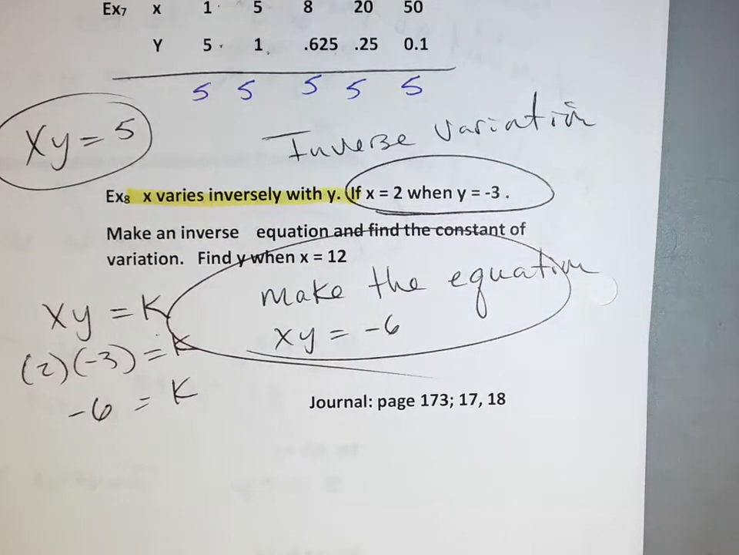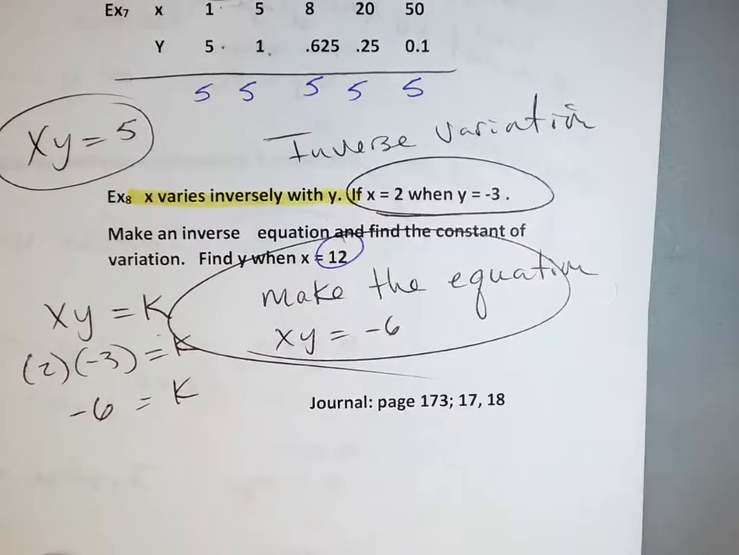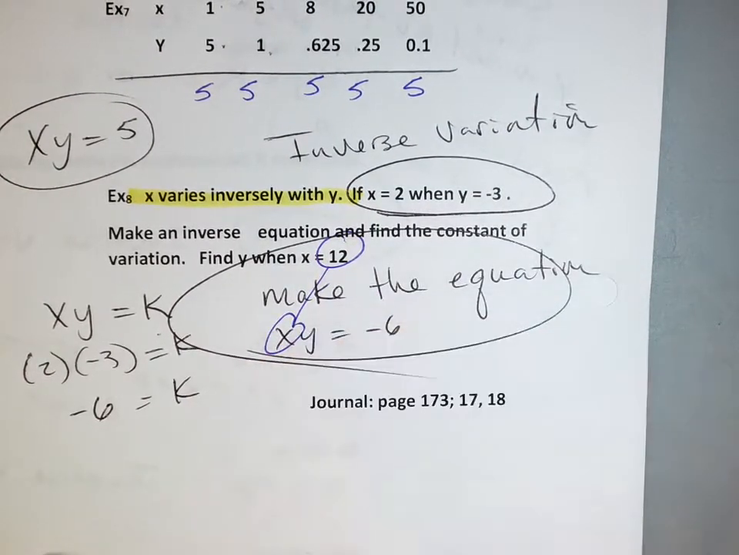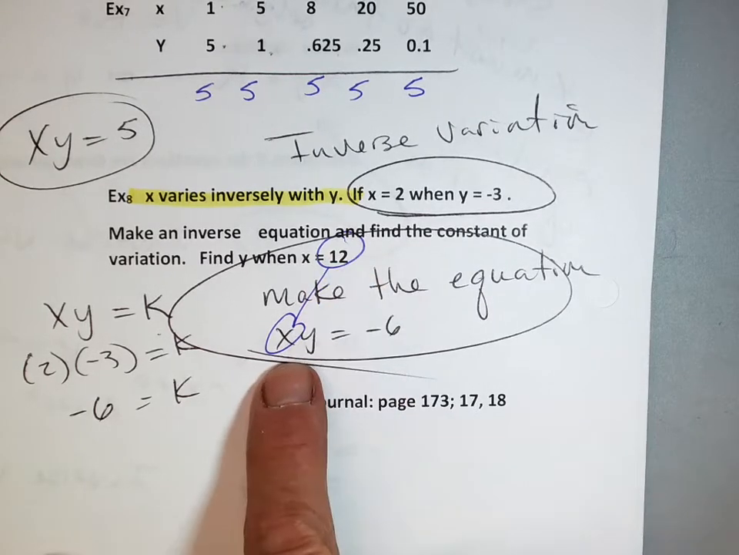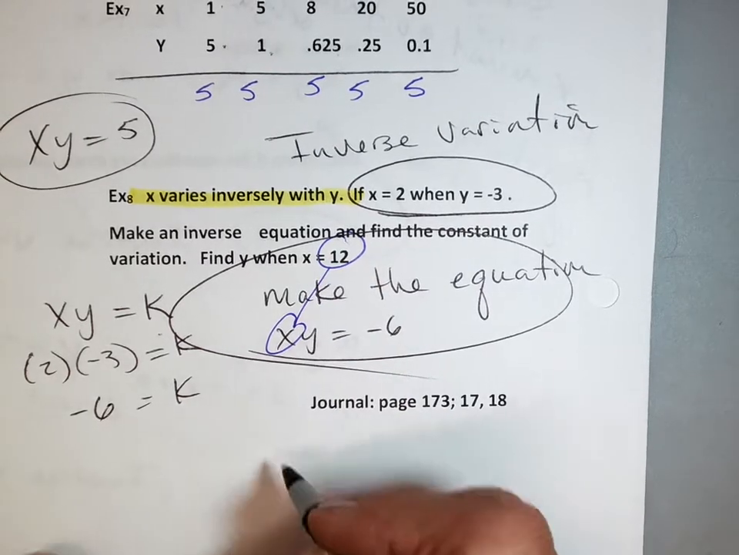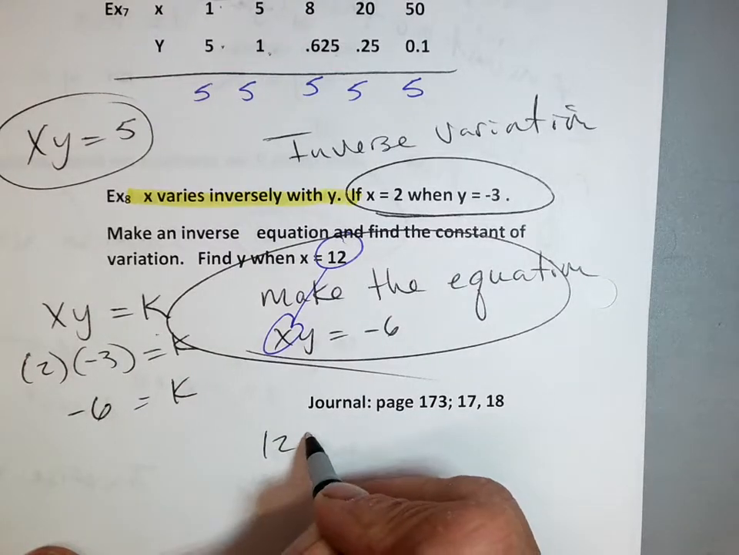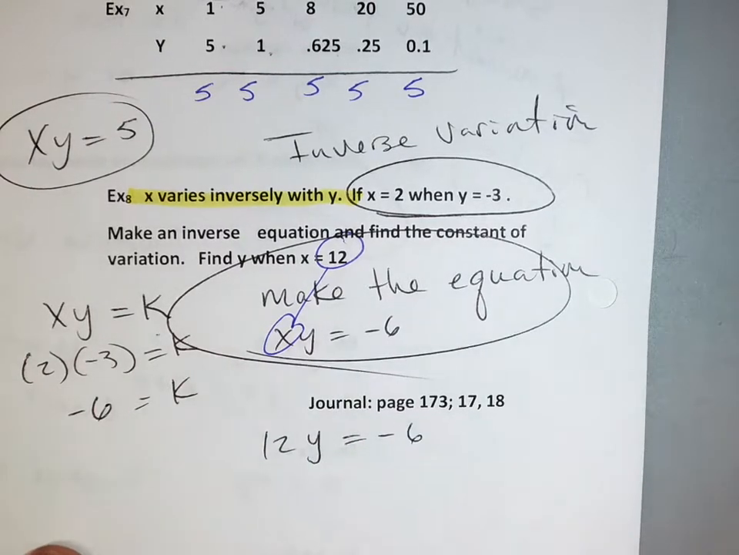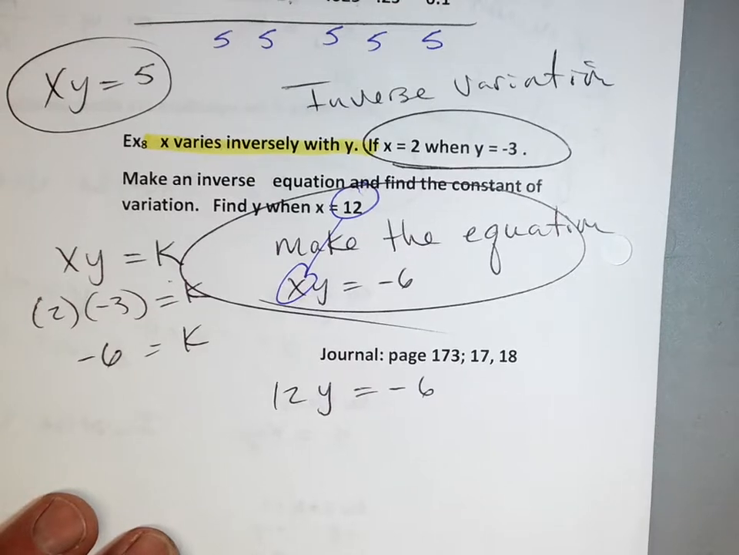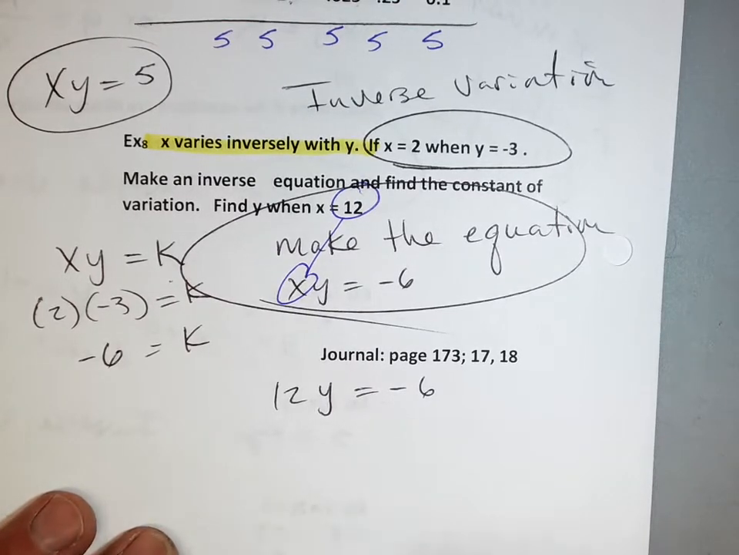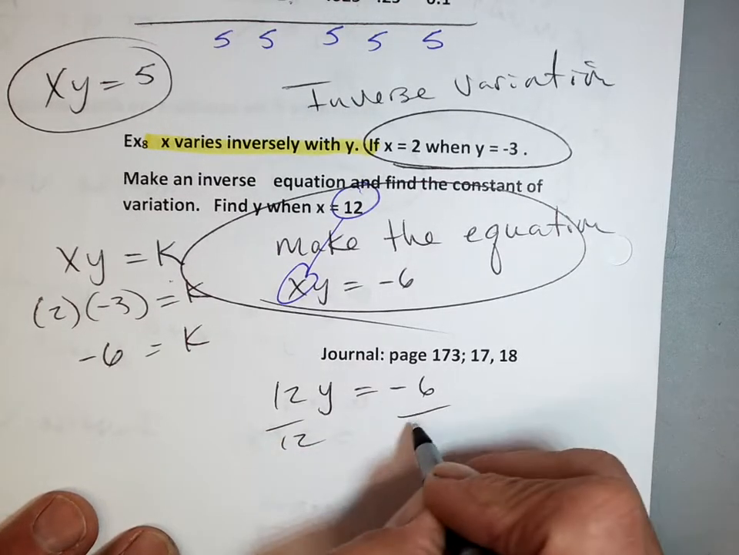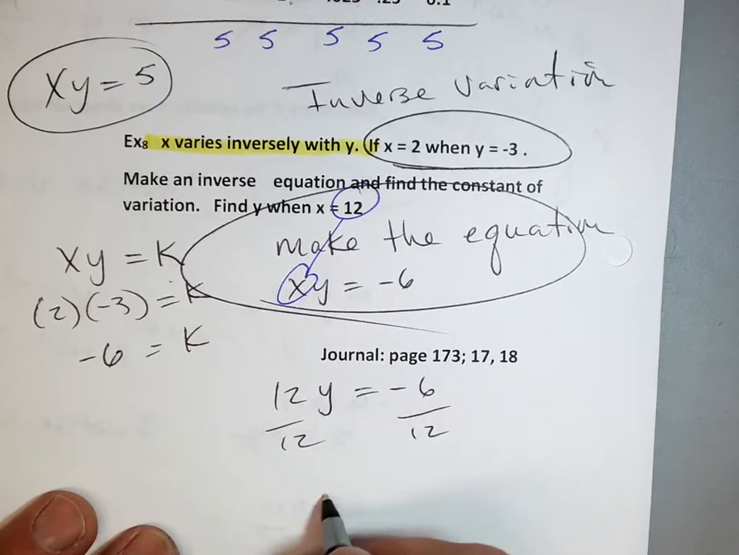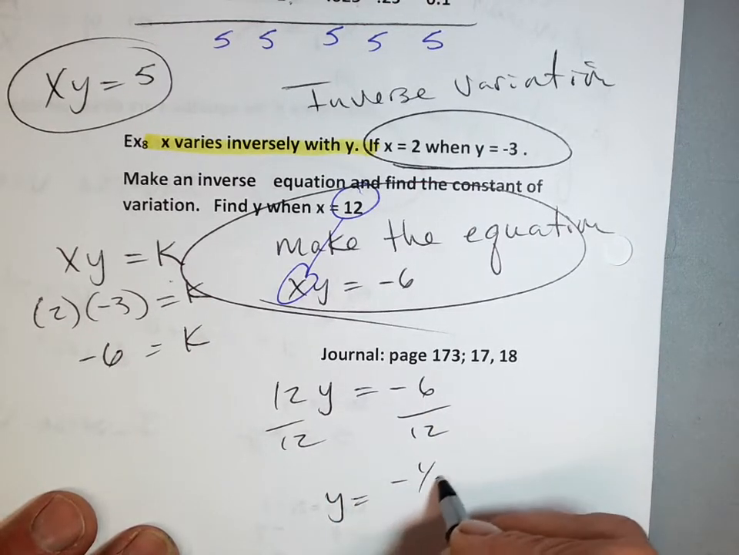Now there's one more piece. It's easy. Let's use our equation to answer this. So when x is 12, plug it in, and we'll get y, right? So we'll have 12 times y equals negative 6. Divide by 12, divide by 12. And negative 6 over 12 is negative 1/2. Okay?